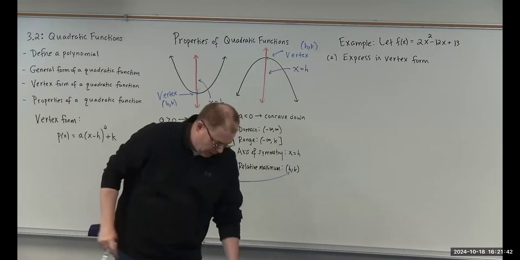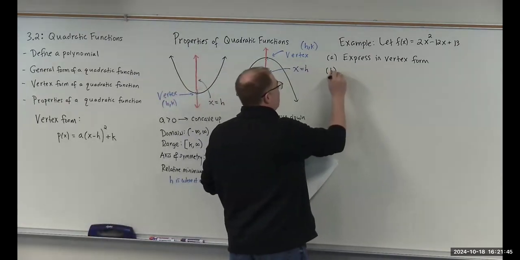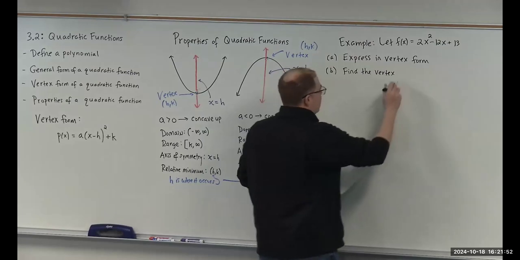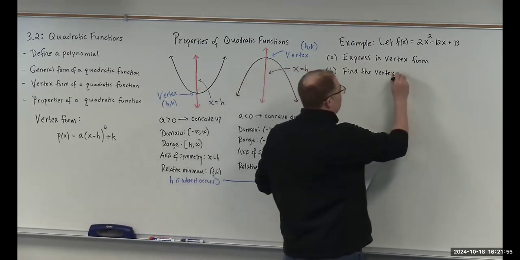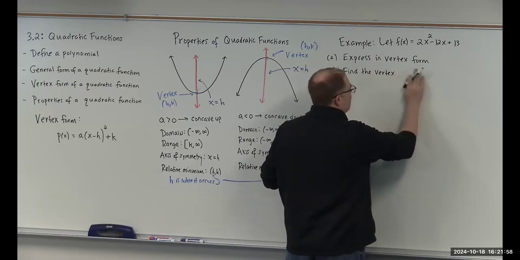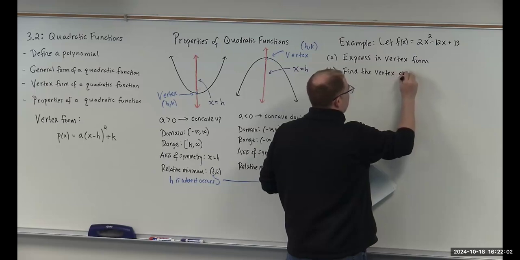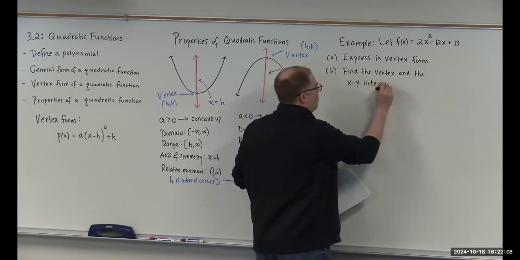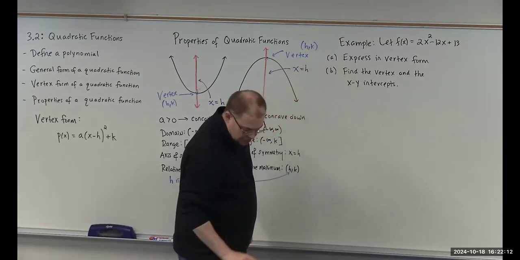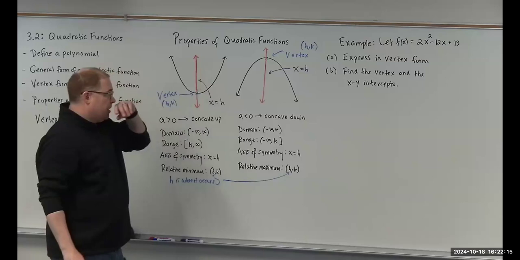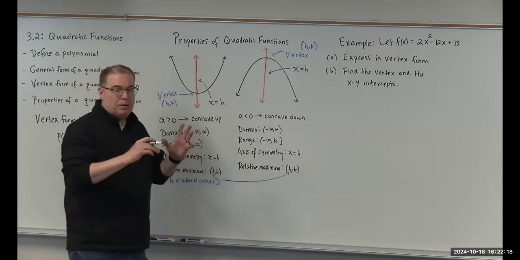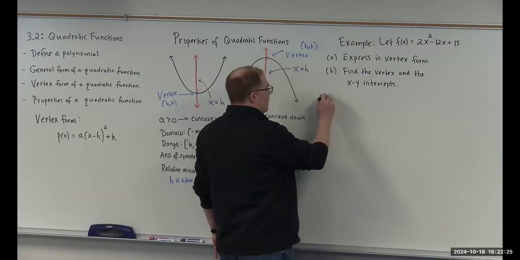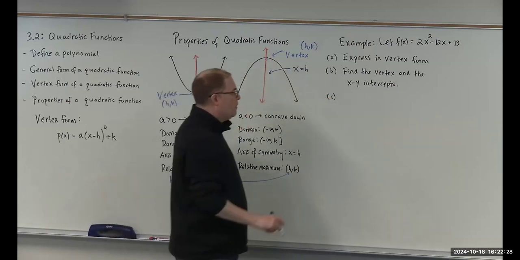Then once we do that, we can figure out what the vertex is. And then we're going to look at the x and y intercepts. And once we have those, we have enough information to basically graph this. So we're going to look at the graph, and then we're also going to find the domain and range.